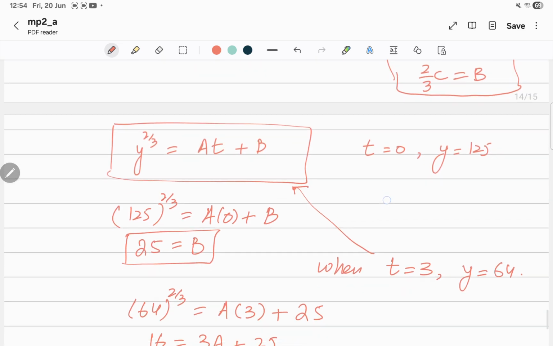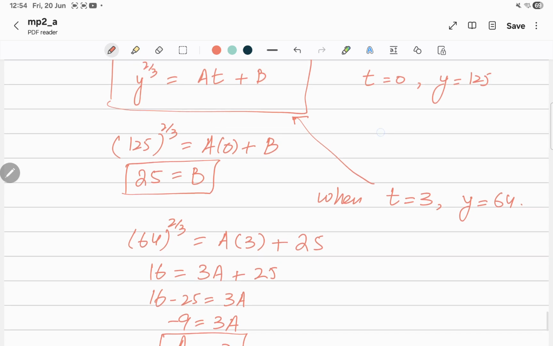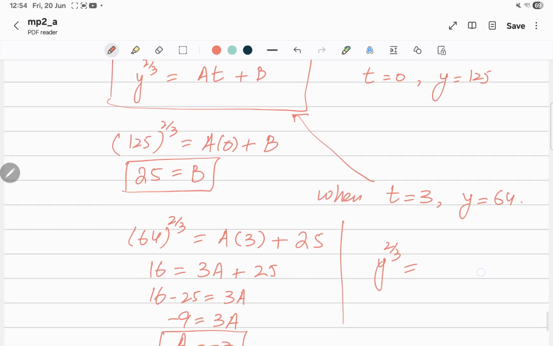We can substitute these values of a and b back into the function. Then this function will be y to the power 2 over 3 equals, the value of a is minus 3, we can substitute over here, which is minus 3t, and the value of b was 25. So this is the function with known constants, right?